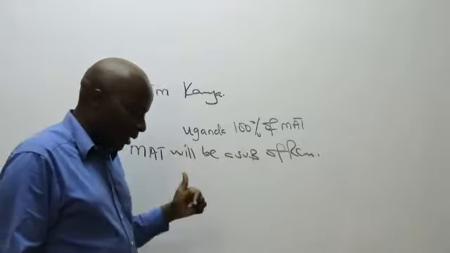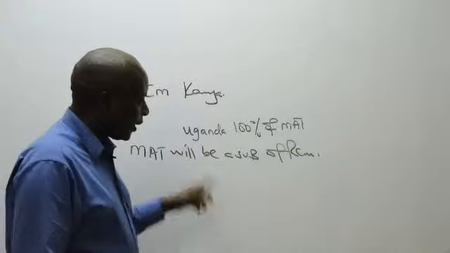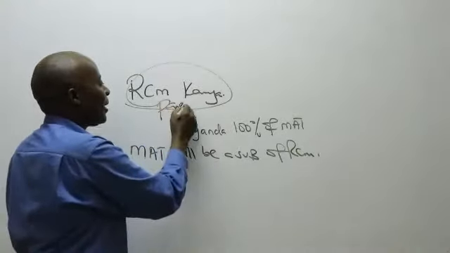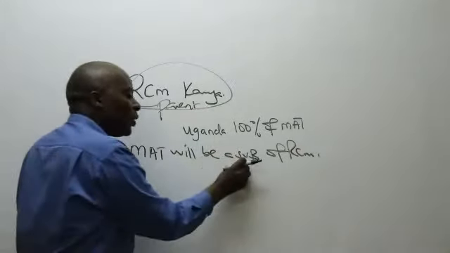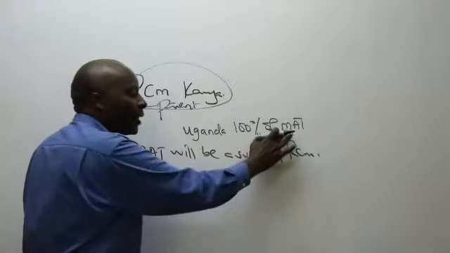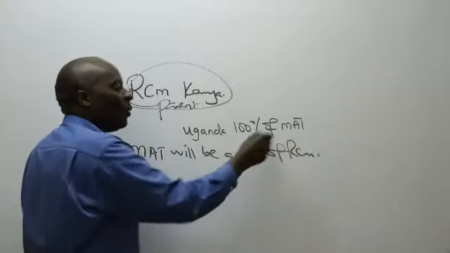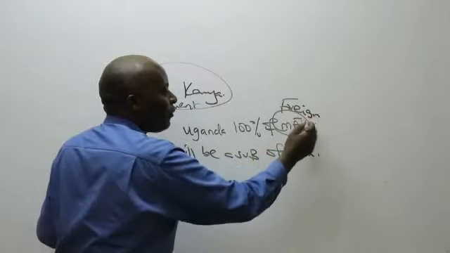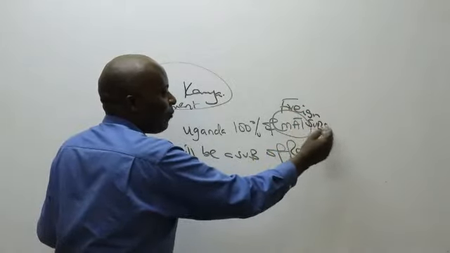However, ladies and gentlemen, one thing we need to know is that RCM, which is the parent company, has a subsidiary which is located in a different country. So MAT, which is a subsidiary in Uganda, will be called a foreign subsidiary.